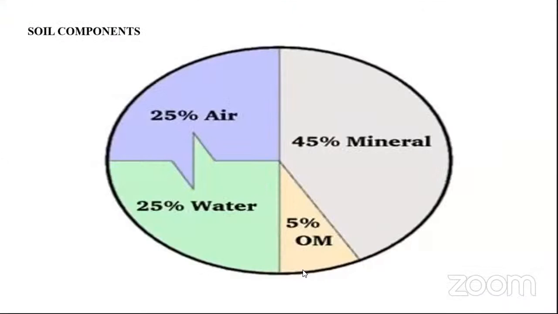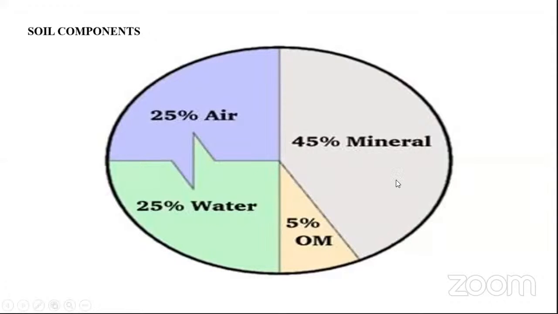Right, this is the composition of air, components of soil. If you see, in soil, 50% is mineral matter and 5% is organic matter in the solid portion. In the other 50%, around 25% is air and 25% is water. We are going to deal with all these things separately in separate lectures. Okay, students, this is only for introduction. This is regarding soil components.